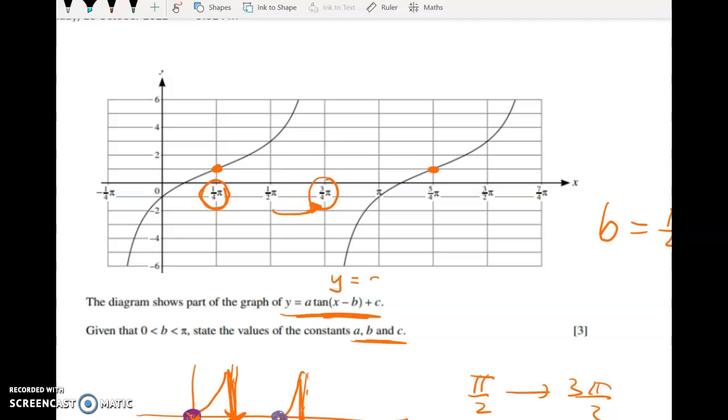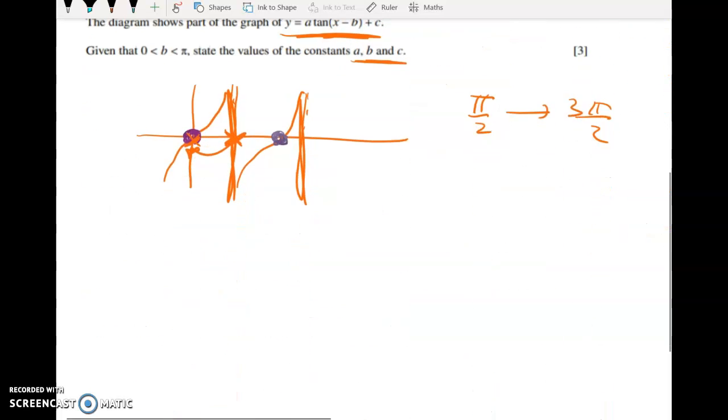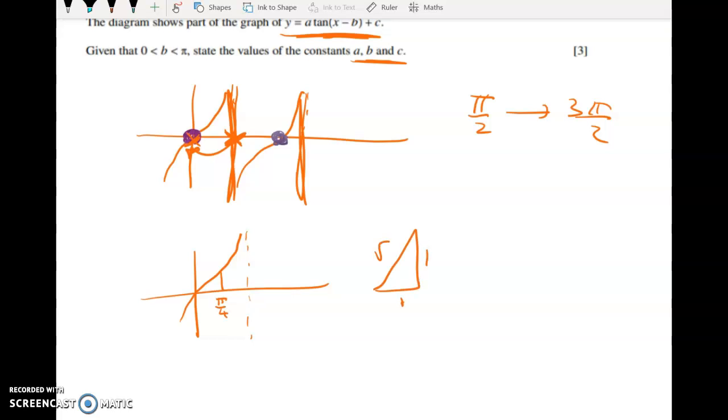We've got y is equal to a times tan of x minus pi on 4 plus 1. Now the hardest thing to work out in here is the vertical stretch. Again, if we go back to our basic tan graph, let's pick an easy point on here. tan of pi on 4, we know from our special triangles, is equal to 1. So the function that we're working up to here is y is equal to a times tan of x minus pi on 4 plus 1.